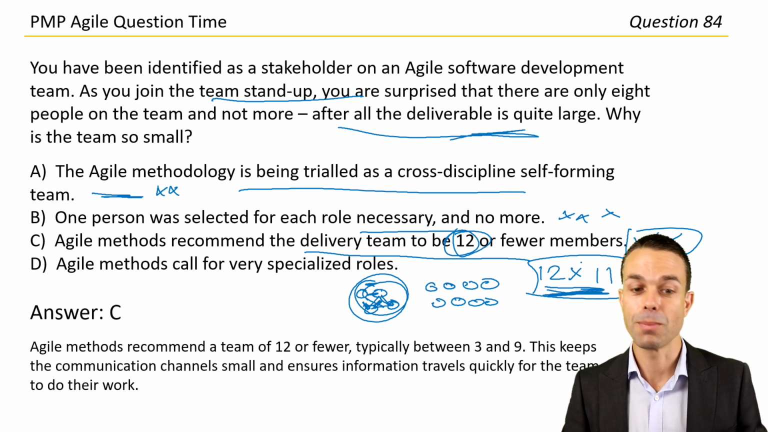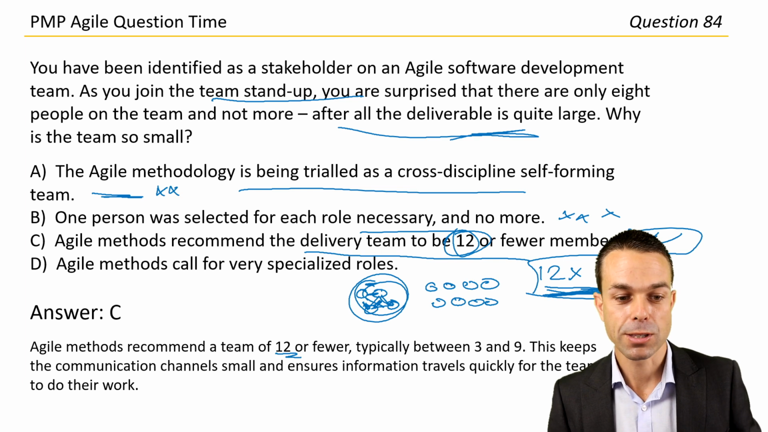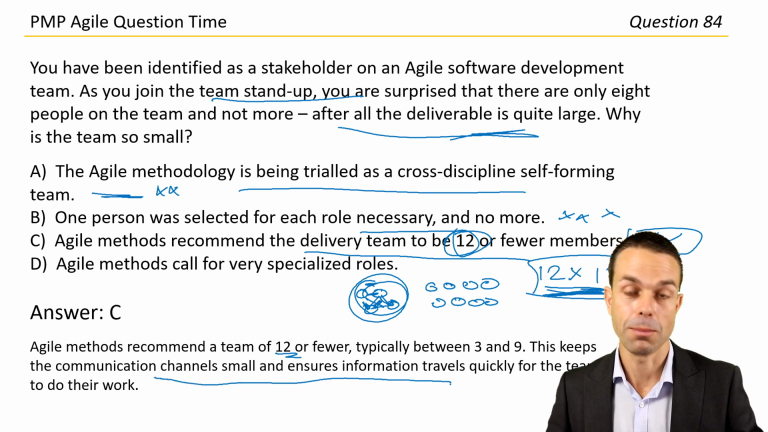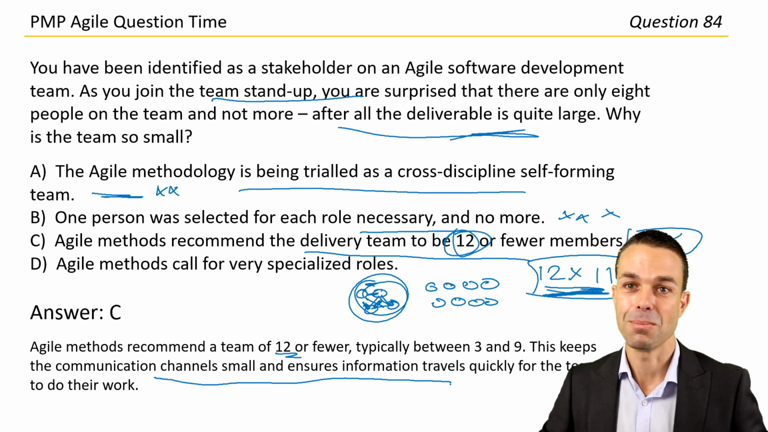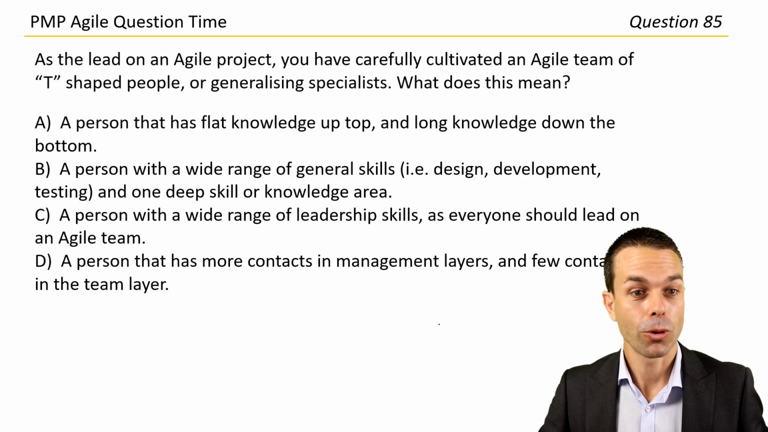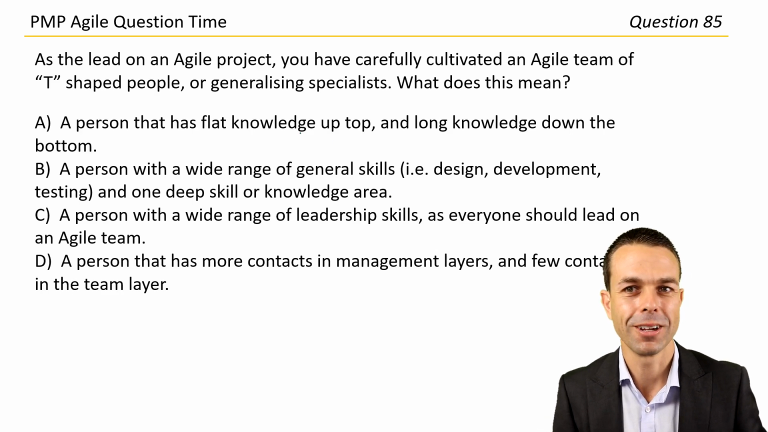Agile methods recommend a team of 12 or fewer, typically between 3 and 9. This keeps the communication channels small and ensures information travels quickly for the team to do their work. And that's the important part behind it. Well done, guys. Keep going, we've got a couple to go. Next question. Oh, and it's another good one too. This is such a good session. I'm glad you came along for this one.